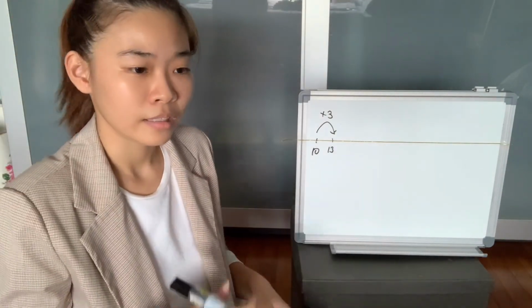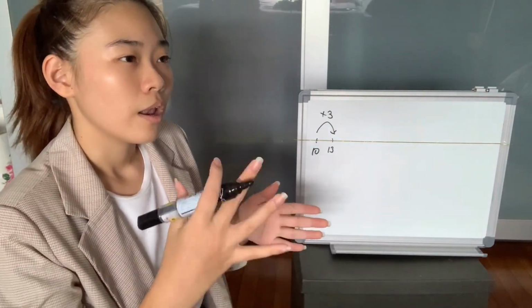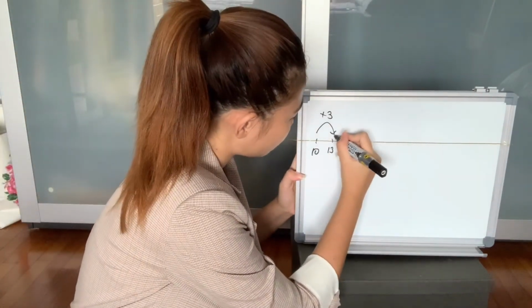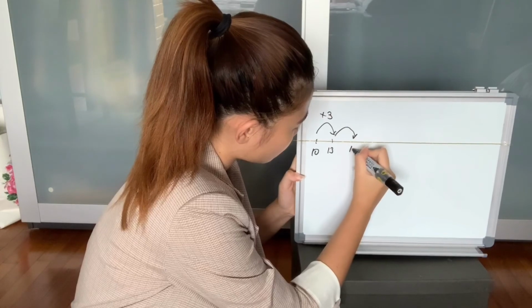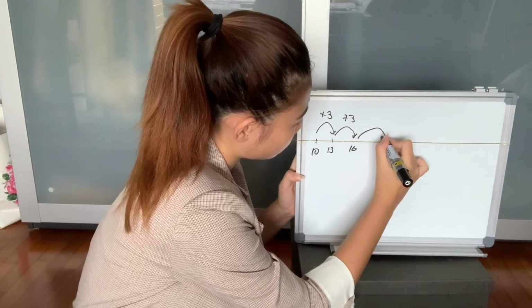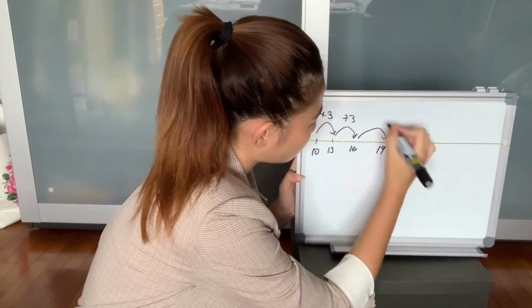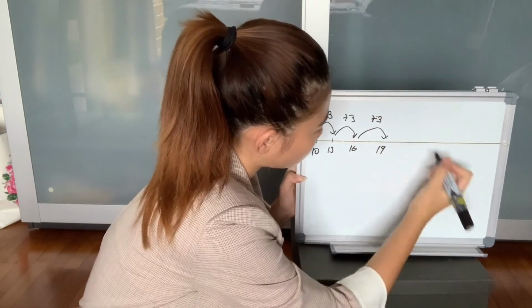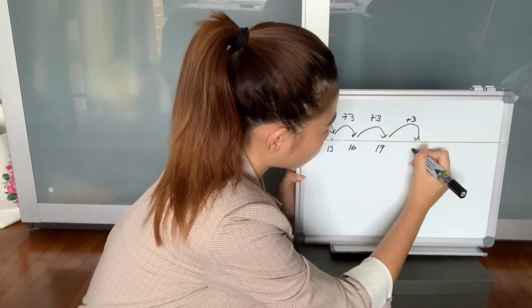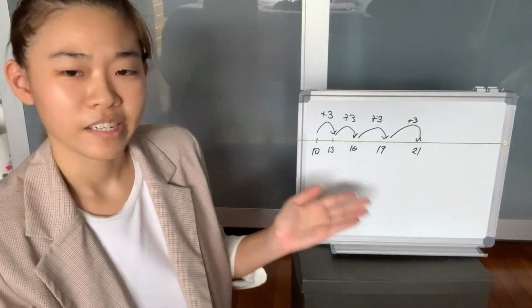If you can't add plus 9 immediately, you can use skip counting. So 9, you can do 3 plus 3 plus 3. Now class, did I do it correctly?